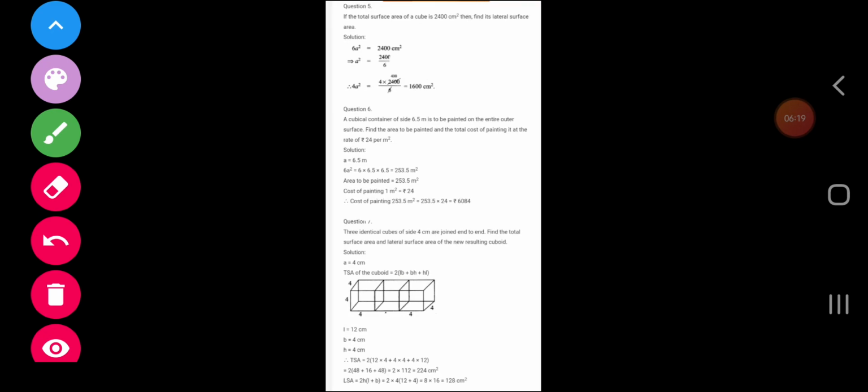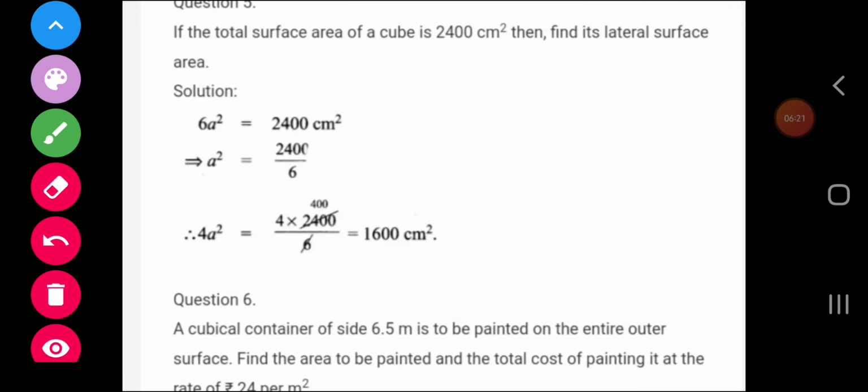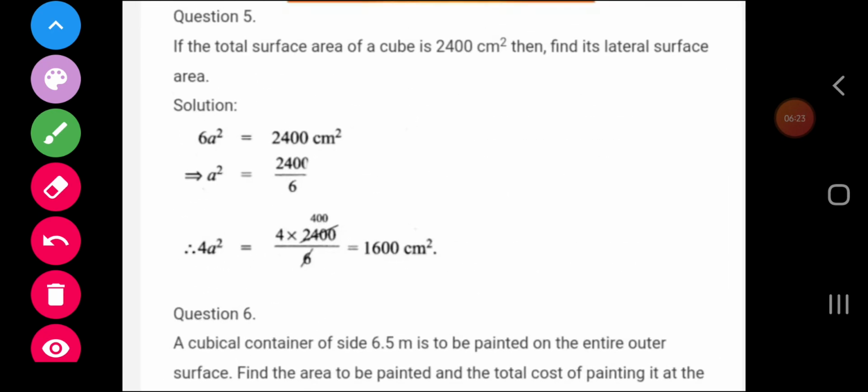Next, question number 5. The total surface area of a cube is 2400 centimeter square. Then find its lateral surface area. They have given total surface area. By using that, we can find the a square value. Then we can multiply by 4. Then it will be the lateral surface area.